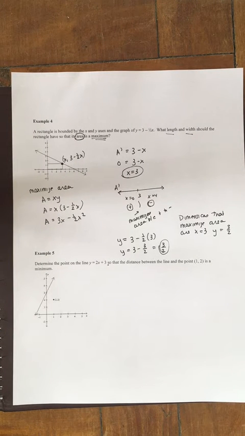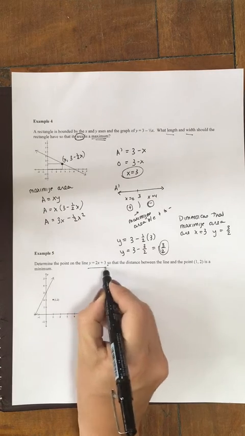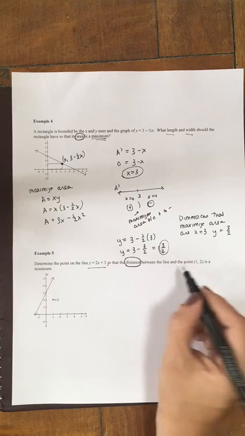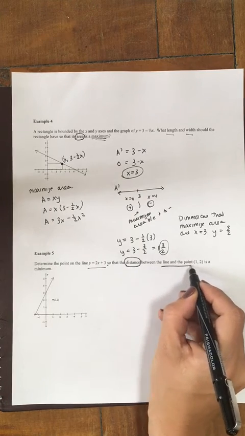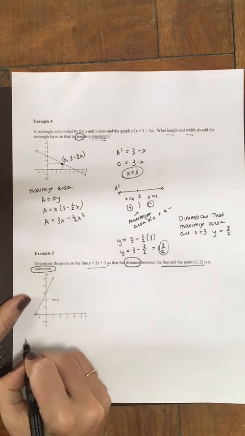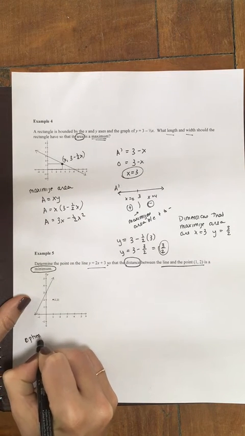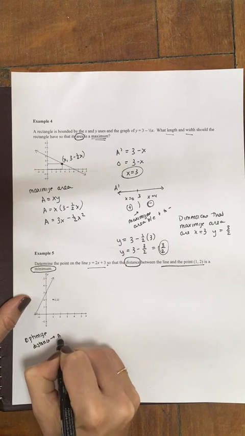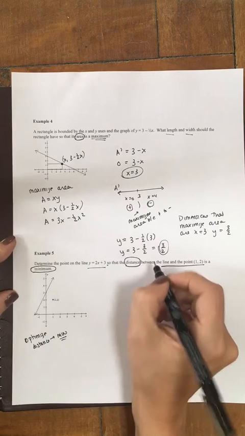Cool. And then example number 5. Determine the point on this line, y equals 2x plus 3, so that the distance between the line and the point 1, 2 is a minimum. So we want to optimize distance. And we want it to be a minimum. We want it to be as close as possible.